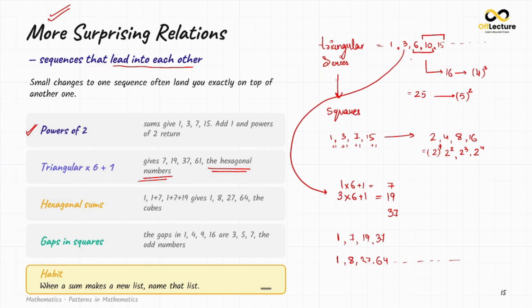So from hexagonal numbers, if you keep adding, what will you get? Try to name this sequence. Yes, we are getting cubes. That is 1 cube, 2 cube, 3 cube, 4 cube.